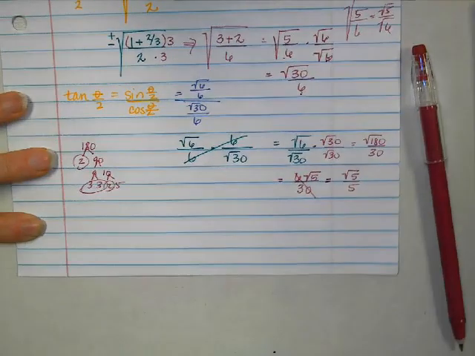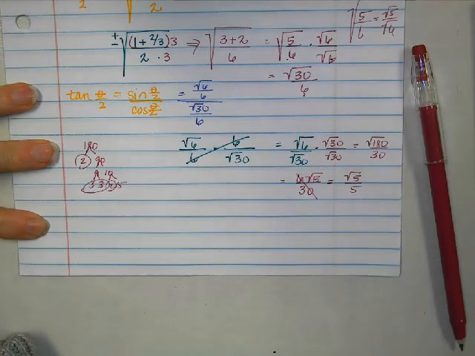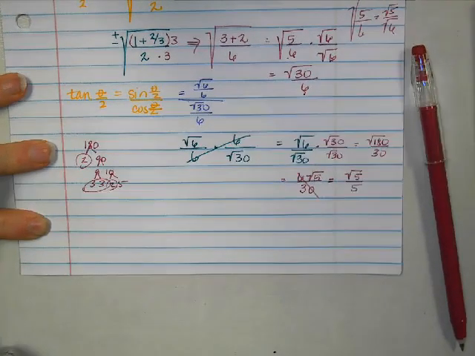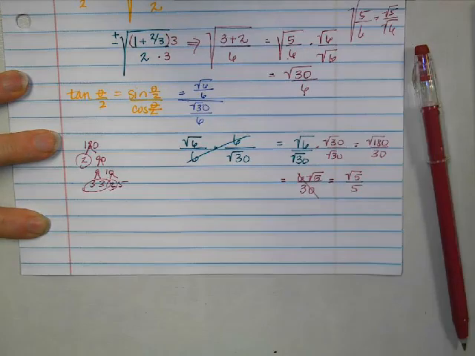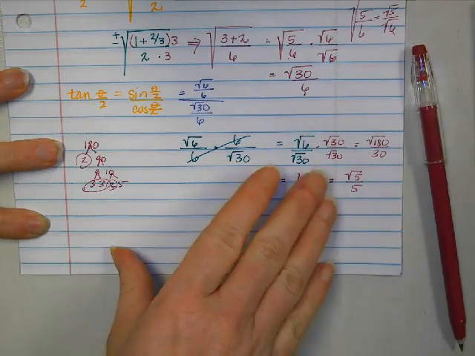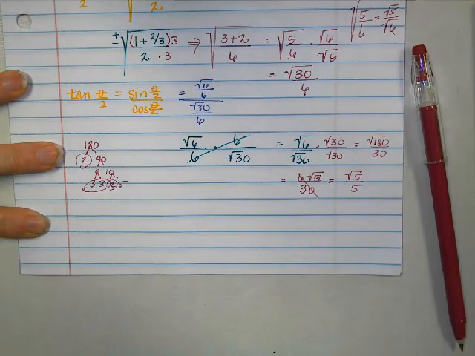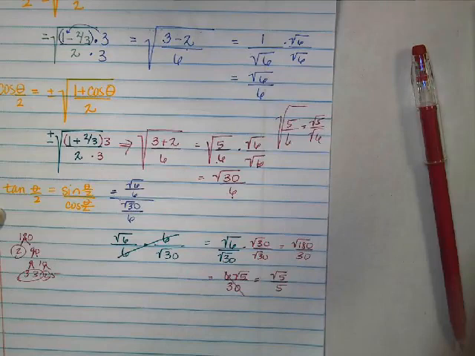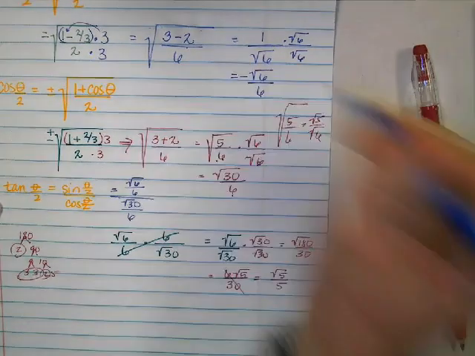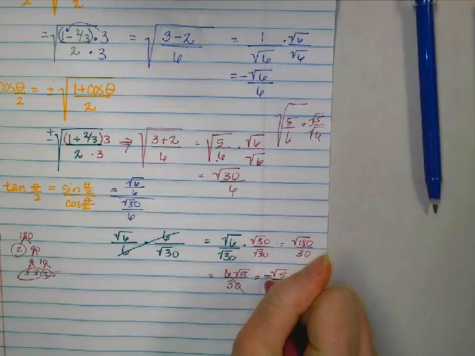Okay, so now the only other thing we have to do is remember that we're in quadrant 4. So what is positive in quadrant 4? Because everything else is going to be negative. Cosine. Cosine is positive, which means everything else should be negative. So my sine value up here should be negative square root 6 over 6. And my tangent value should be negative square root 5 over 5.